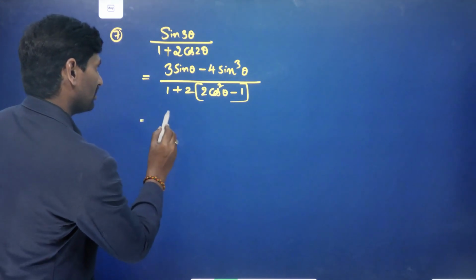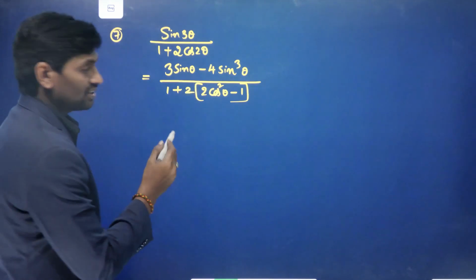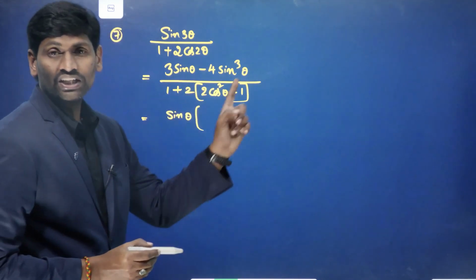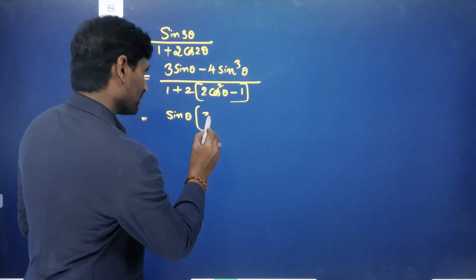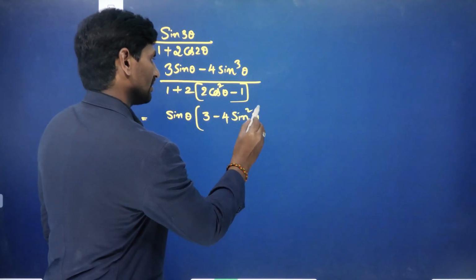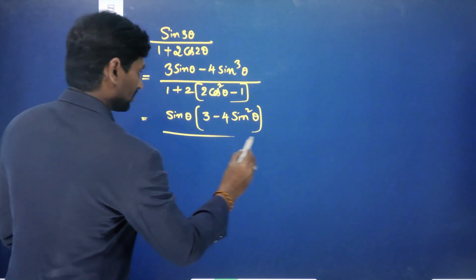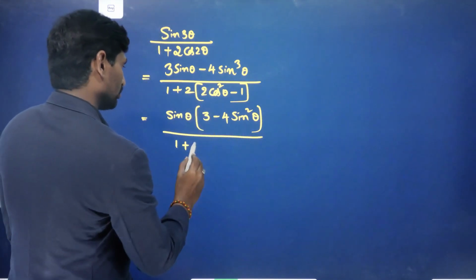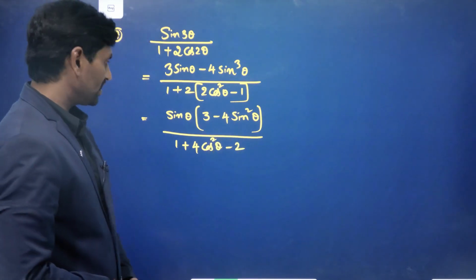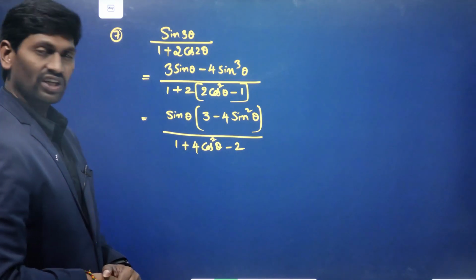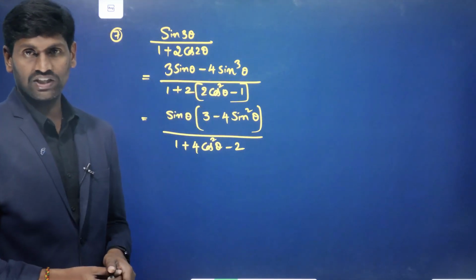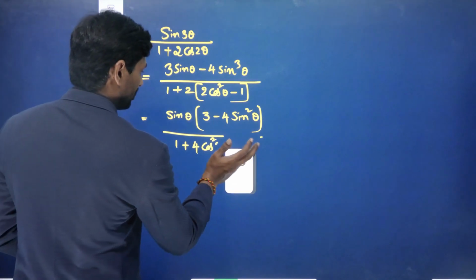Okay, let us see. From the numerator, I am taking the common term sin theta. First term, second term both have sin theta, right? So what is remaining? First term 3 remains, minus second term 4 sin square theta remains. Denominator: 1 plus 2 into 2, 4 cos square theta, 2 ones are 2, minus 2, 4 cos square theta remains, but there is no cancellation. Let us try to write cos 2 theta as 1 minus 2 sin square theta.